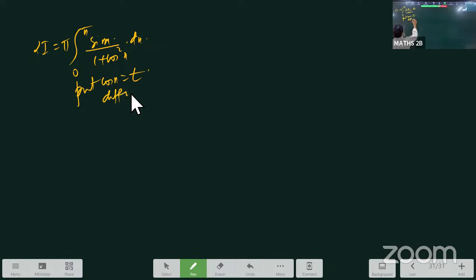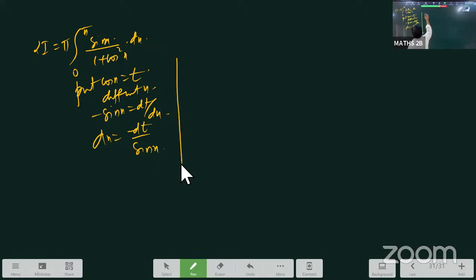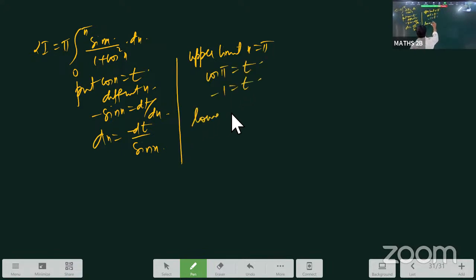Now differentiate with respect to x. Minus sin x equals dt by dx. The dx is minus dt by sin x. Now change our limits. Upper limit x is pi, that is cos pi equal to t, which is minus 1. Next, lower limit: cos 0 equal to t, cos 0 is 1.